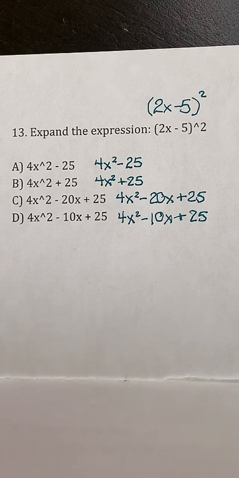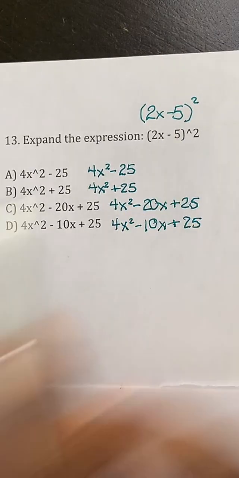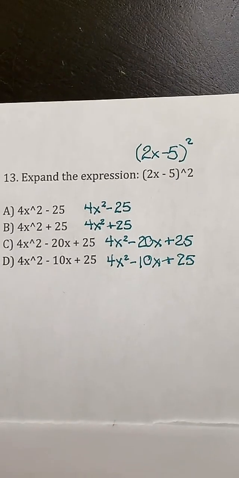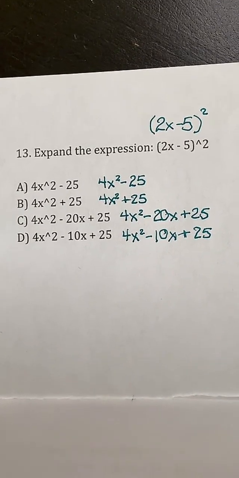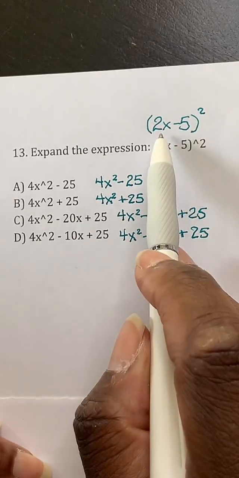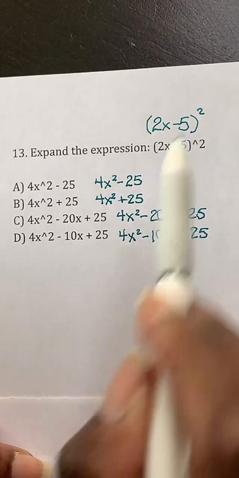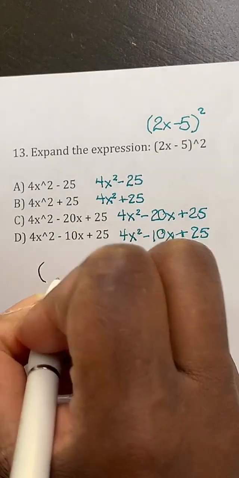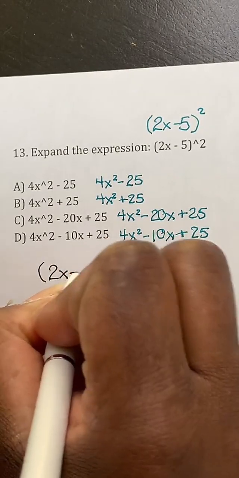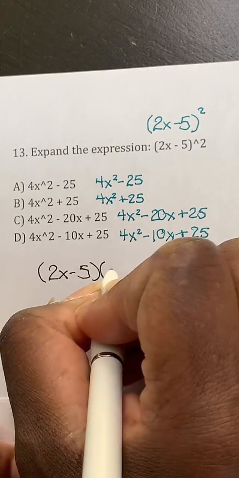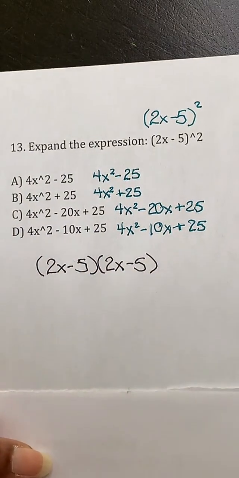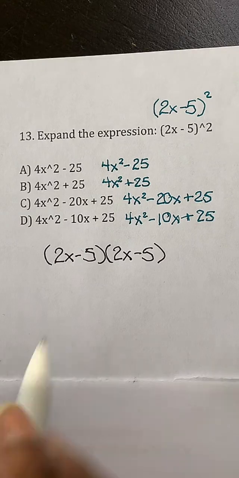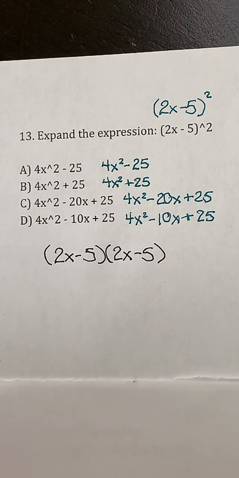All right, so let's break this down. We have 2x minus 5 being squared. So basically, they're saying this base of 2x minus 5, I'm multiplying it to itself twice. Once I have it set up like this, now I can do what's called foiling.